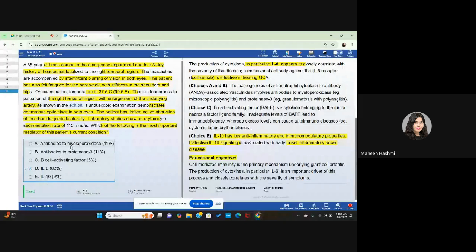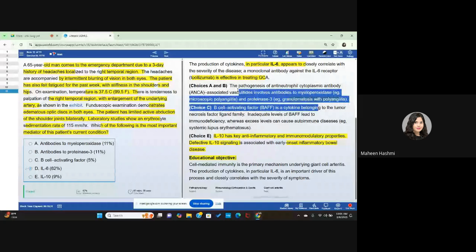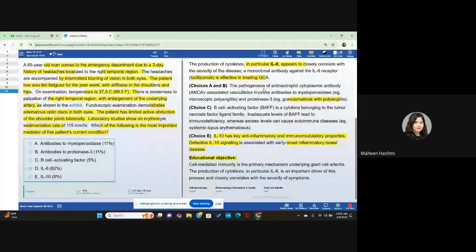We know that myeloperoxidase and proteinase 3, where they're found. Proteinase 3 is found in granulomatosis with polyangiitis. And we know that anti-neutrophil cytoplasmic antibodies are associated with microscopic polyangiitis.